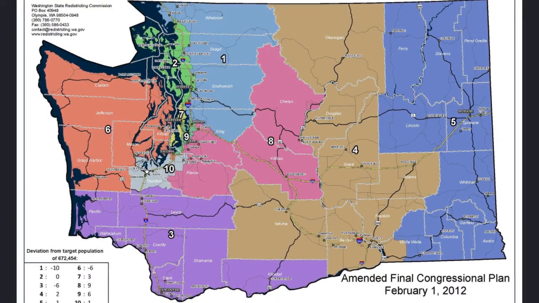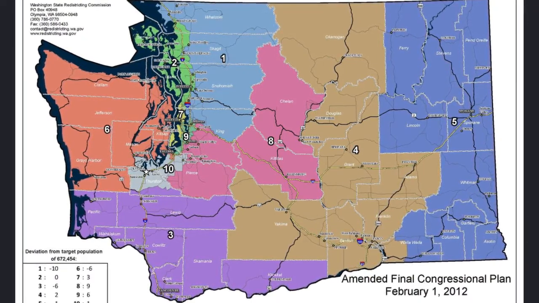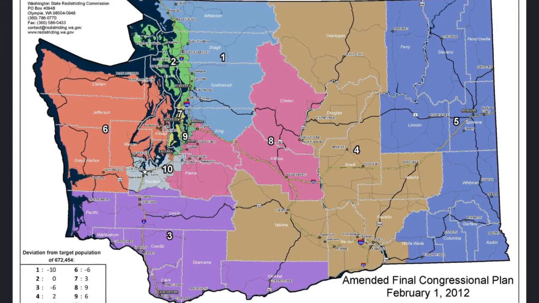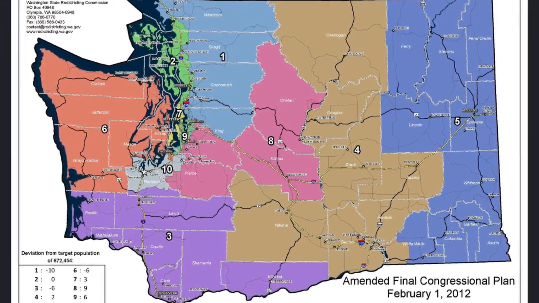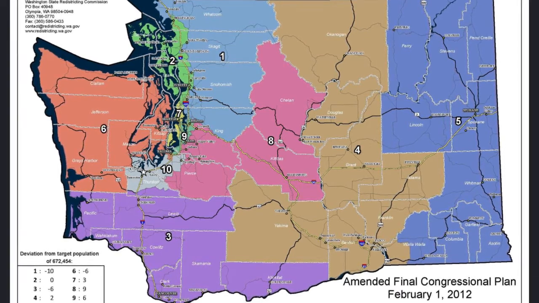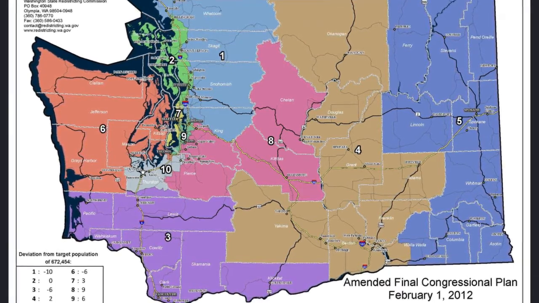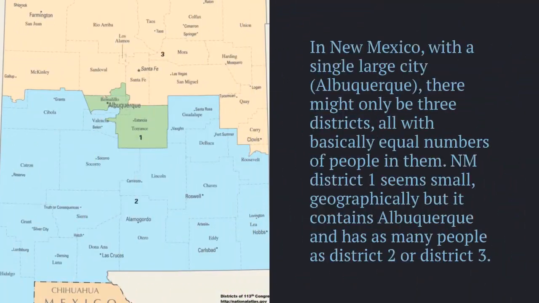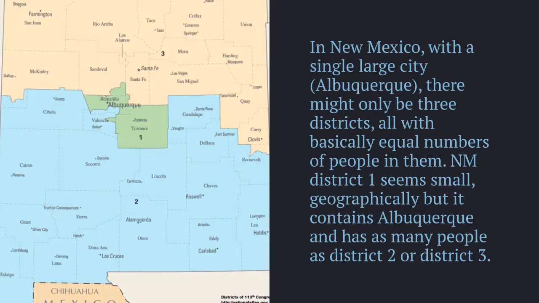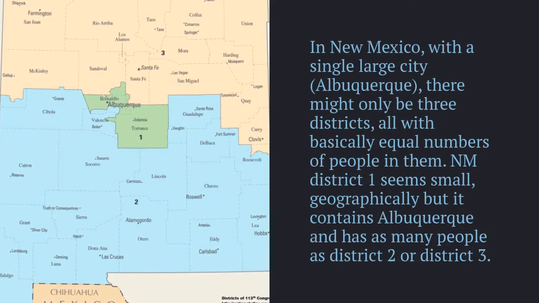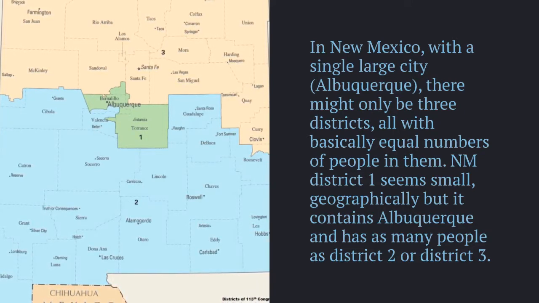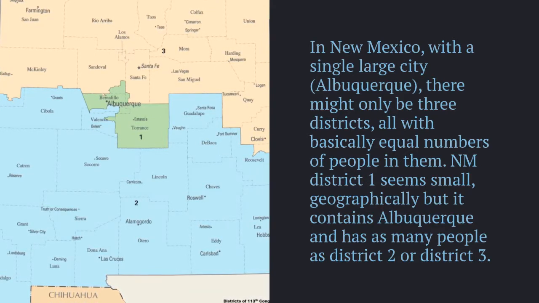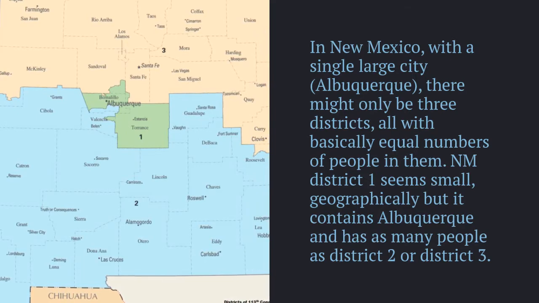My home state, Washington State, has 10 congressional districts, and again, you can see sparsely populated areas like District 4 there right in the middle are pretty huge, and then there are some tiny geographic districts like number 7 around Seattle where a ton of people live, in fact the same number of people as in number 4. In New Mexico, with a single large city, Albuquerque, there might be only 3 districts, all with basically equal numbers of people in them. New Mexico District 1 seems small geographically, but it contains Albuquerque and has as many people as District 2 or District 3.